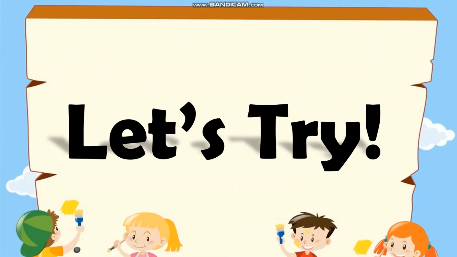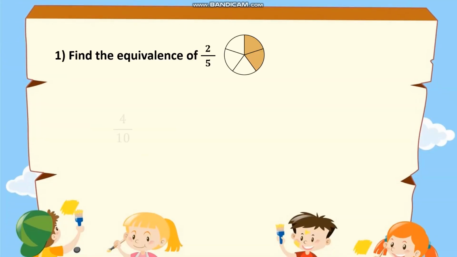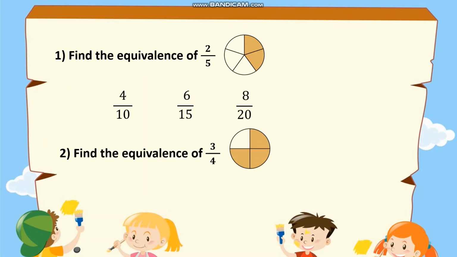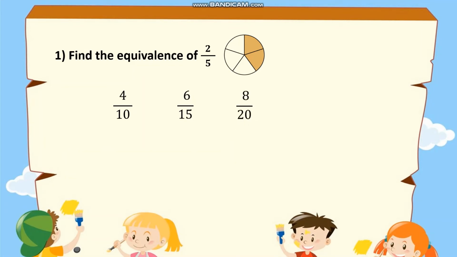Okay, let's try. Find the equivalence of 2/5. So let's count by 2s. So after 2, you have 4, 6, 8. Okay, so again, 2, 4, 6, 8. And then the denominator is 5, so we have to count by 5: 5, 10, 15, 20.